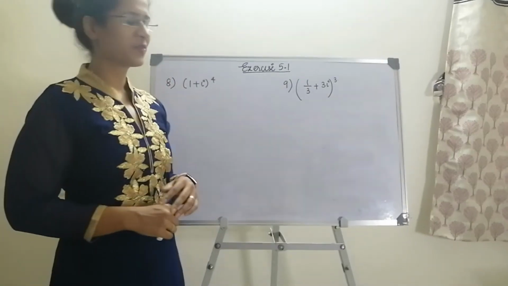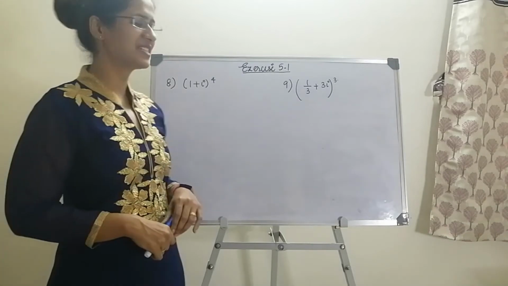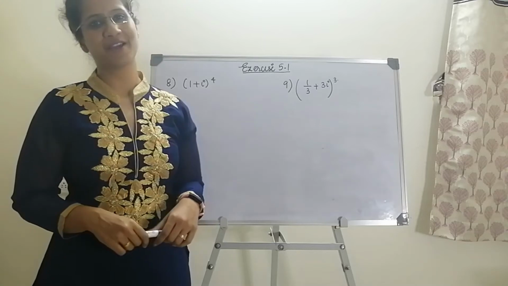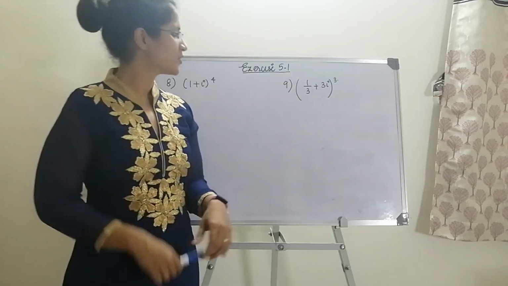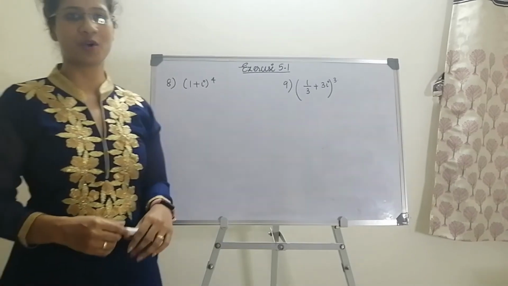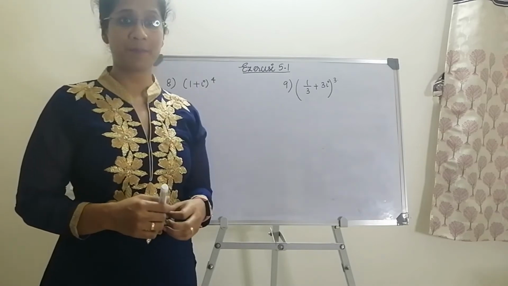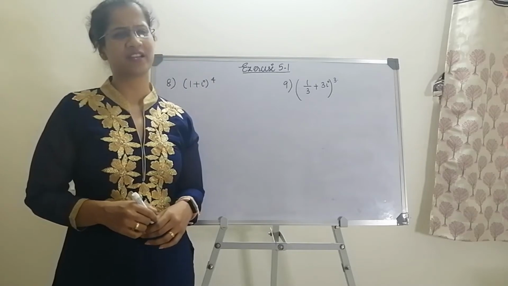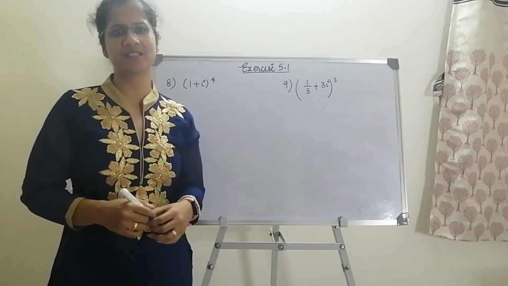Today in this video, we would start with question number 8 and end with question number 9, from exercise 5.1 complex numbers. Before we start off with these two problems, we would require some basic identities which we have already done in lower grades, basically in your 8th standard and 9th standard.